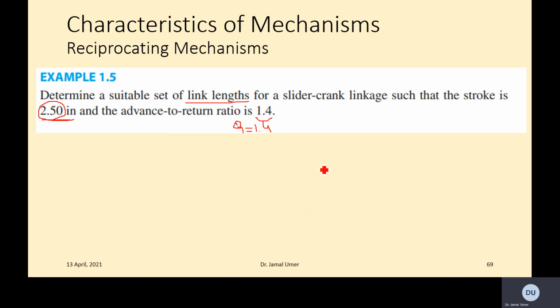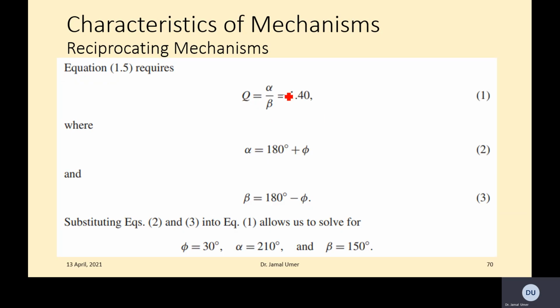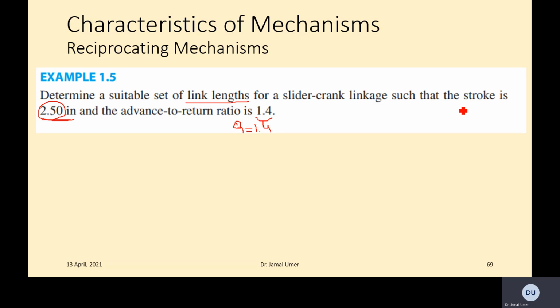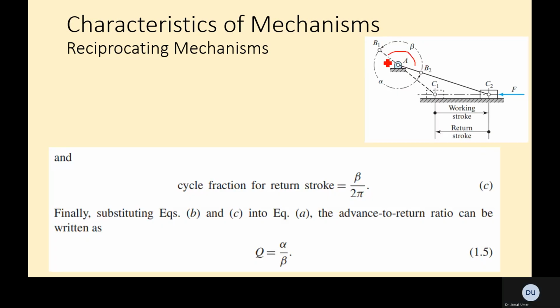All right, so by using these two numbers, we will work out the angles. The value of Q, which is the ratio alpha over beta, is given as 1.40. It is also known that alpha is equal to 180 plus a certain angle. Alpha and beta both sum to 360.